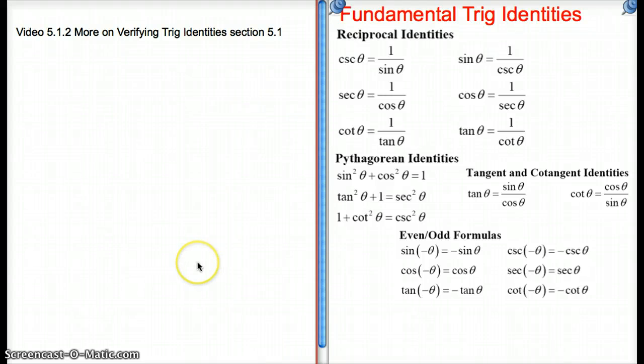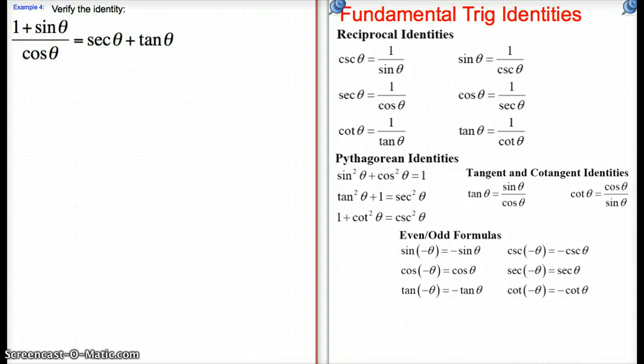So let's take a look at this first example. We're trying to take 1 plus sine of theta over cosine of theta and turn it into secant of theta plus tangent of theta. So I notice, first of all, the left side kind of seems more complicated, so I'm going to start with the left side. And my goal, remember, is to convert it to the right side. I never want to assume these two sides are equal. I always want to start with one and eventually turn it into the other.